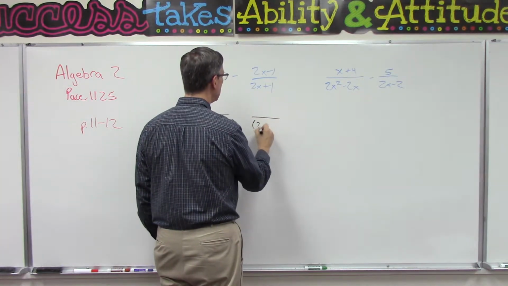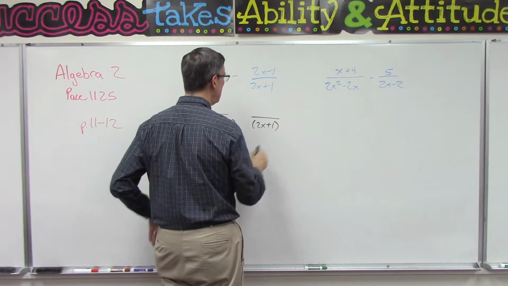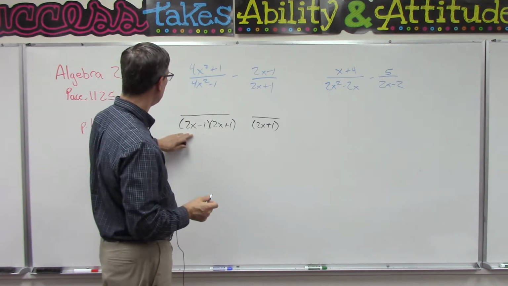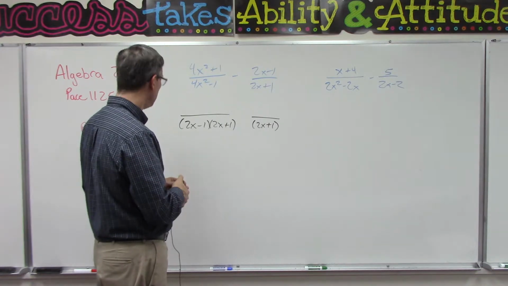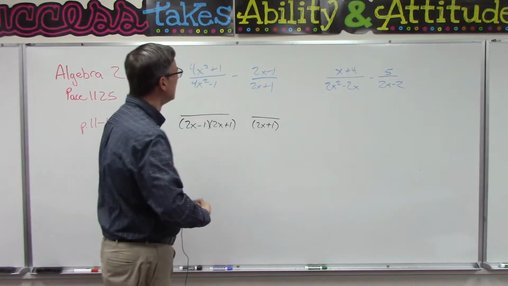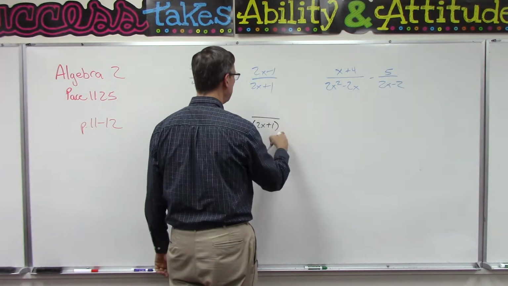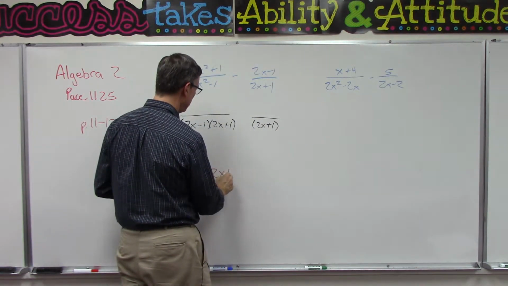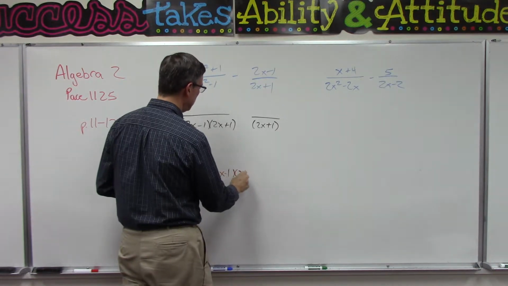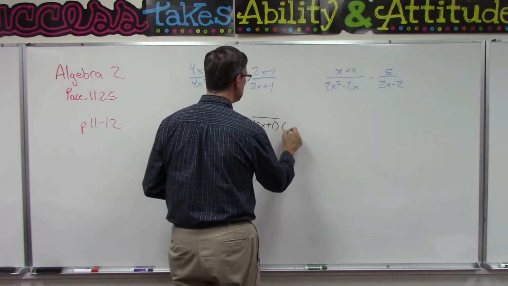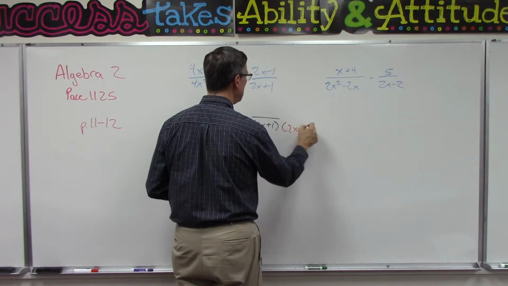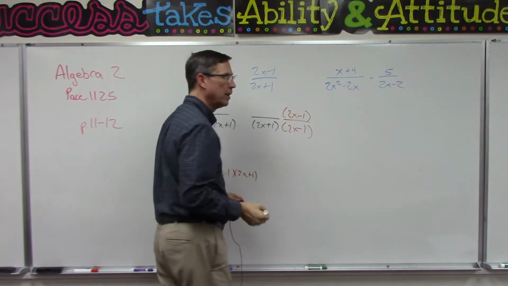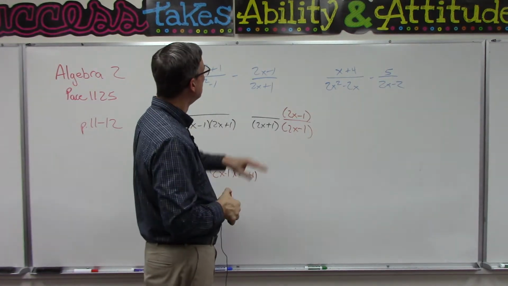We have the quantity 2x plus 1, and we look over here and say, ooh, that's already there. All I'm missing is 2x minus 1. So with this problem, our common denominator is going to be 2x minus 1 and 2x plus 1. All we're missing is 2x minus 1, but we have to multiply the same thing top and bottom, just like we did on page 10.